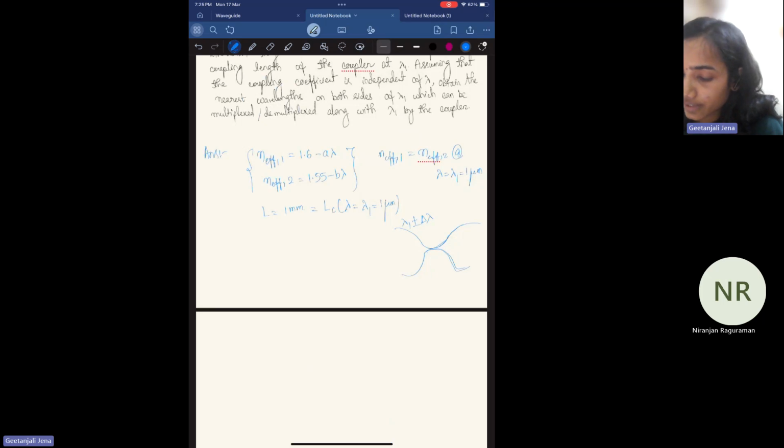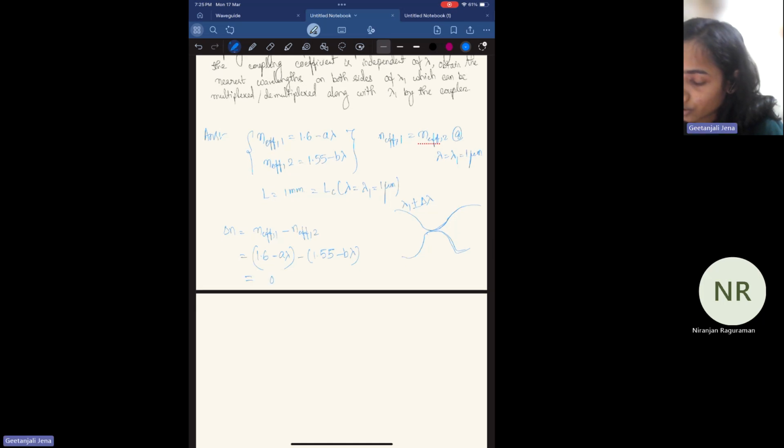So let us first define delta n, which is n effective 1 minus n effective 2. So this will be 1.6 minus A lambda minus 1.55 minus B lambda, which is 0.05 minus (A minus B) lambda.